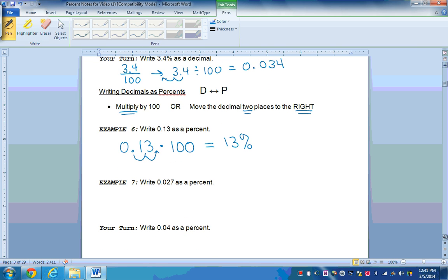Let's do one more together here. 27 thousandths, we're going to write that as a percent, multiply it by 100, which means move that over 2 spots, and we get 2.7%. Go ahead and try those next 2. Hit the pause button, and I'll meet you back here.